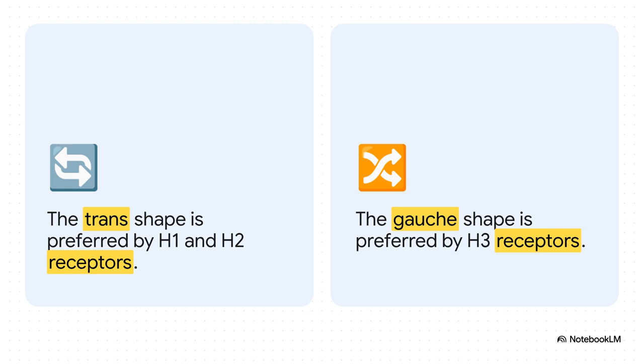When histamine wants to unlock, say, the H1 receptors that cause your allergies, or the H2 receptors managing your stomach acid, it morphs into what chemists call a trans shape. But if it needs to talk to the H3 receptors in your nervous system, it twists itself entirely into a gauche shape. It is the exact same molecule, just physically folded in completely different ways to satisfy the crazy demands of those different cellular locks.